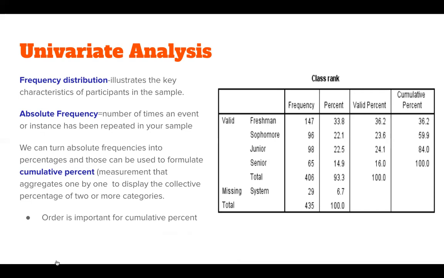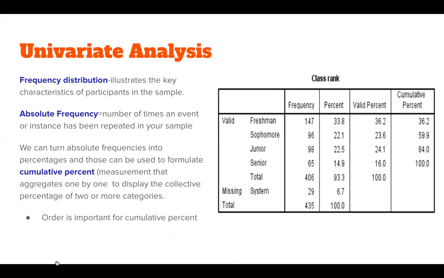And that is where you are turning your frequencies into percentages. Once they're turned into percentages, you can formulate cumulative percent, where you aggregate the percent category by category. So you take the percentage of freshmen and add it to the percentage of sophomores, and that gives you a cumulative percent of freshmen and sophomores.